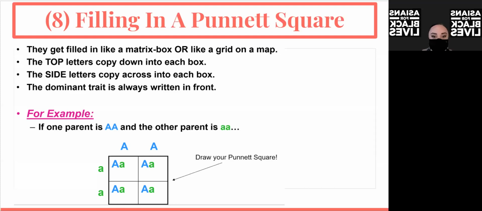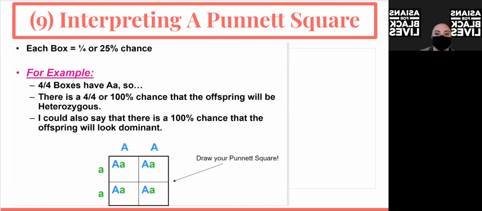Okay, does anyone need more time? Okay. So how do we interpret a Punnett square? Well, each box is a 1 out of 4 or 25% chance. So here we would say we have a 4 out of 4 or 100% chance of offspring being heterozygous, or a 4 out of 4 or 100% chance that the offspring would look dominant.